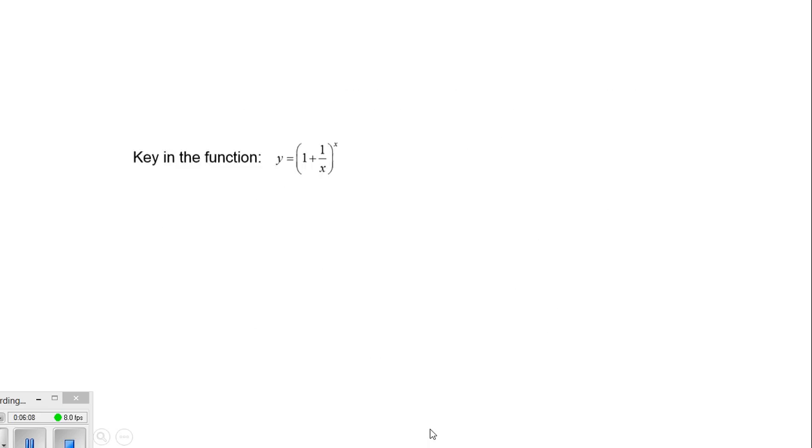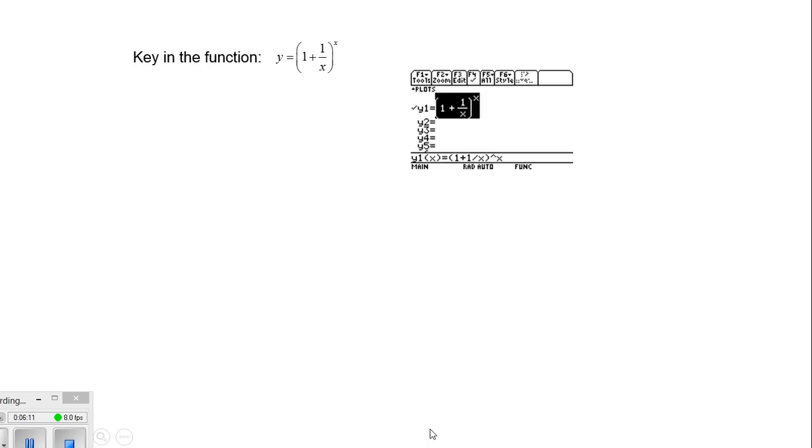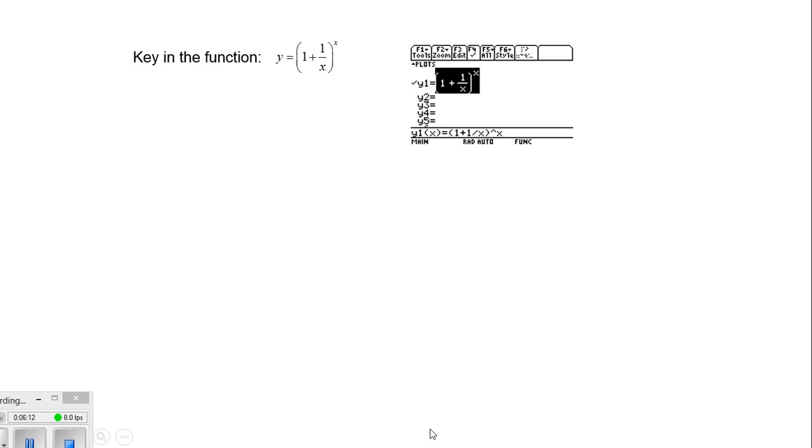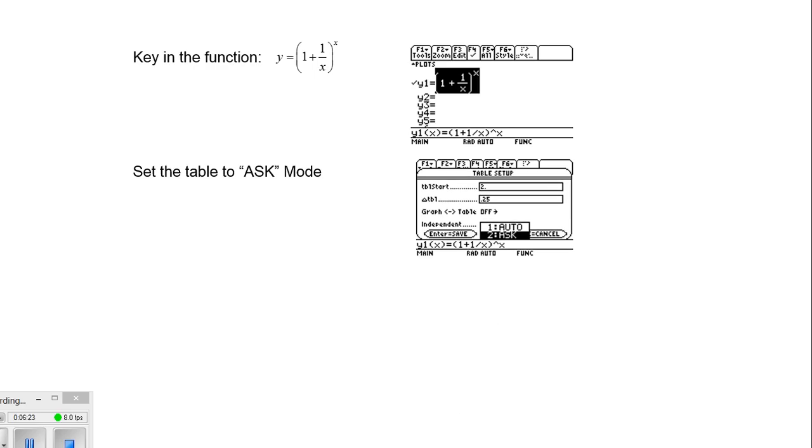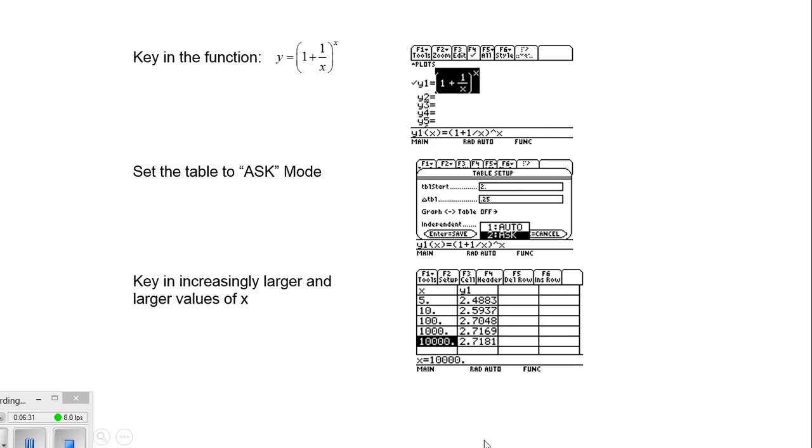So here we go. We're keying in this function, very simply, and then we're going to go to our table and set it to the ASK mode so we can put in some values, and then we're going to put in increasingly larger values. We put in 1, 2, 3, and we saw where that went. So we'll put in larger: 10, 100, 1,000, 10,000.